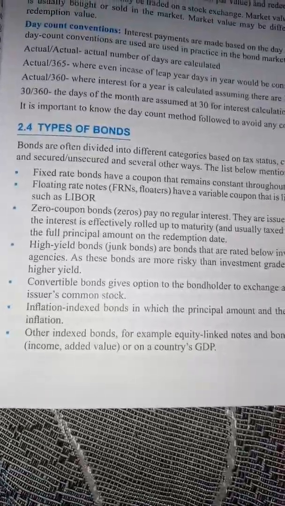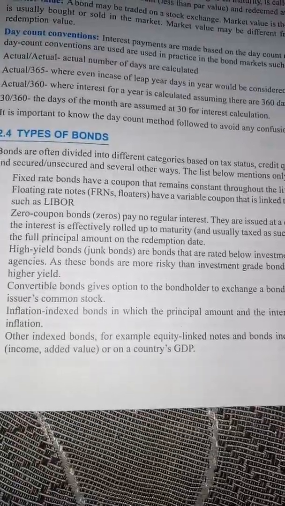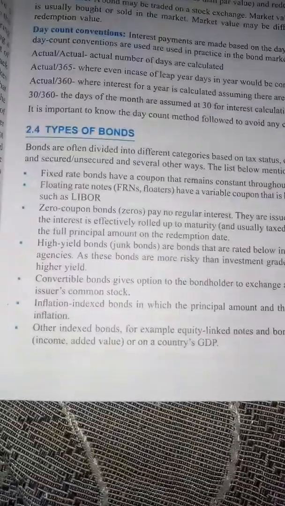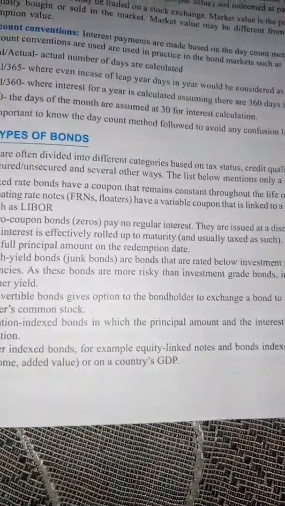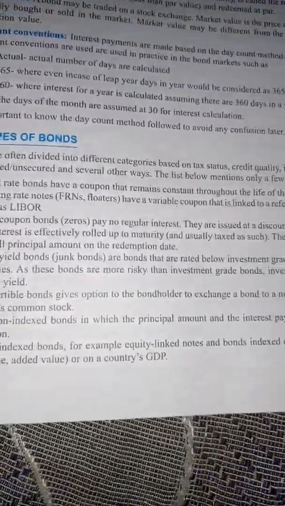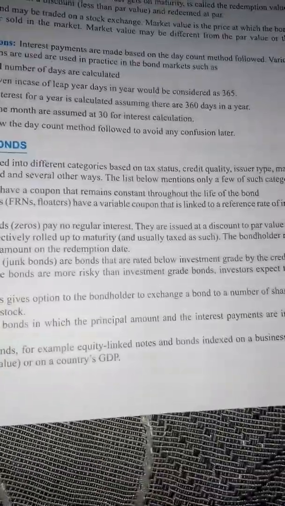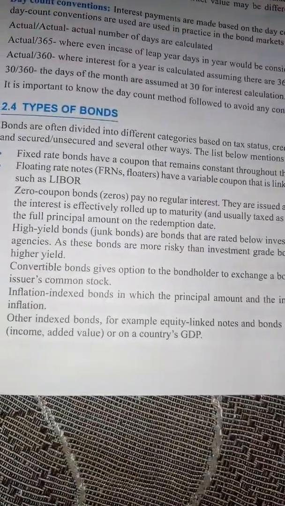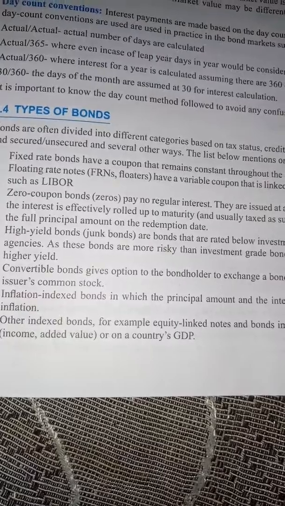Fixed rate bonds have a coupon that remains constant throughout the life of the bond. Floating rate notes (FRNs), or floaters, have a variable coupon that is linked to a reference rate of interest such as LIBOR.